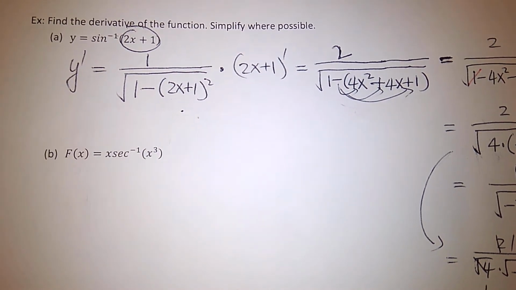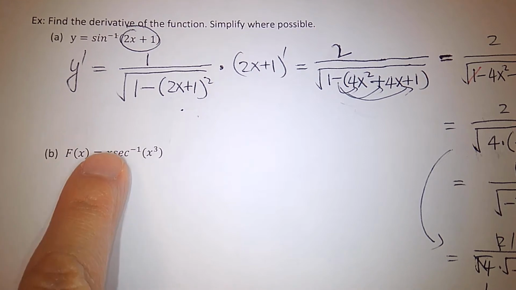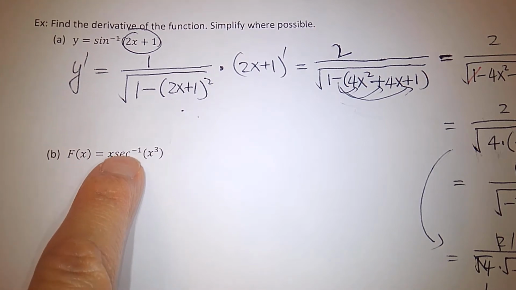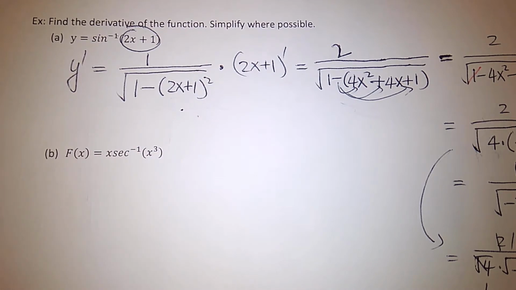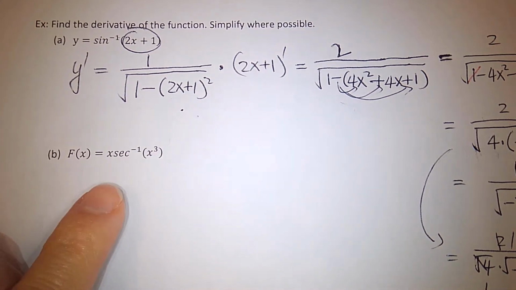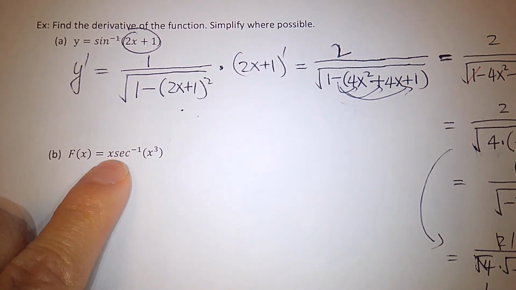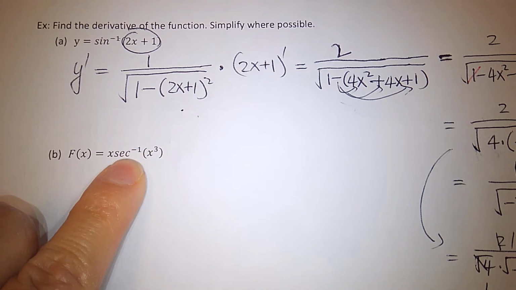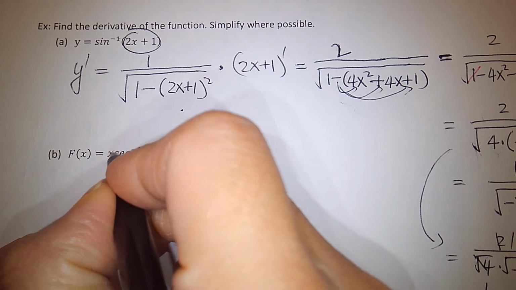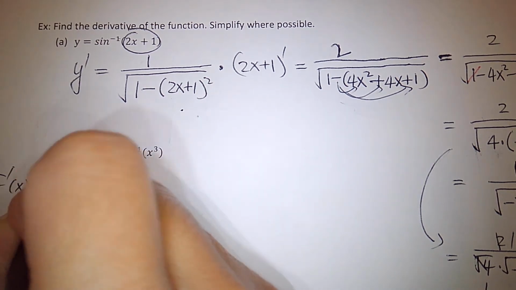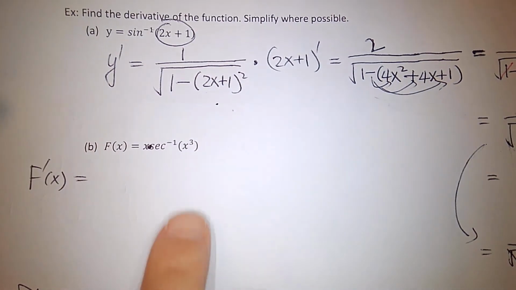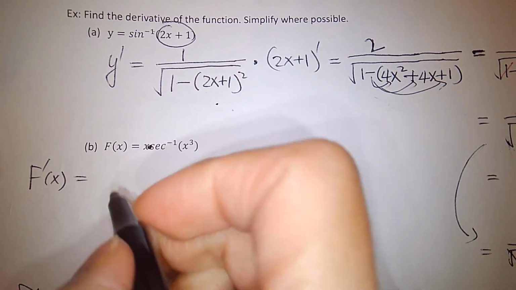Now the next question. Capital F is defined by x times inverse secant of x cubed. Find the derivative of capital F. We have x times inverse secant, so at first we're going to use the product rule. Differentiate x, which gives us 1.